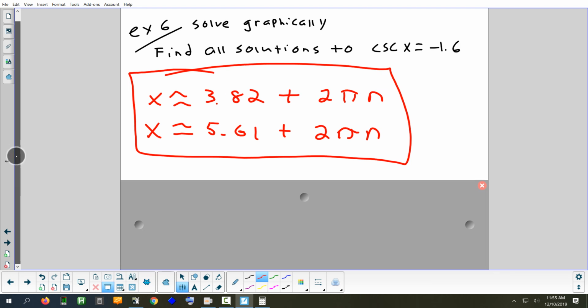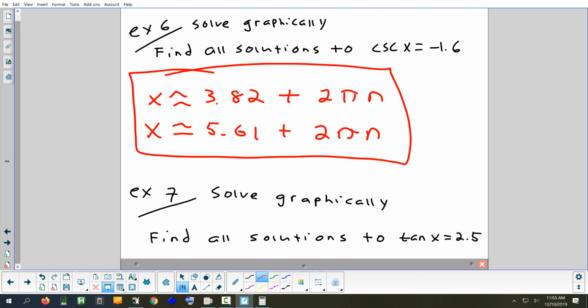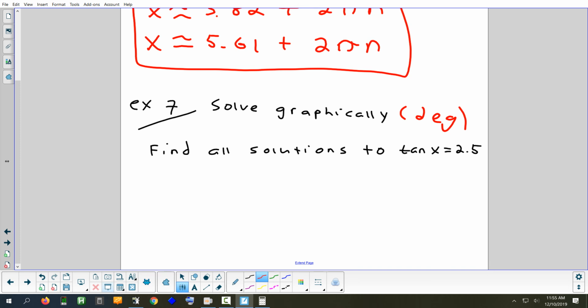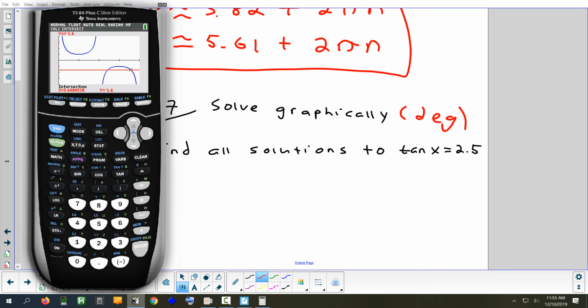Okay, so that one was in radians. Let's do this one in degrees, just to practice. Okay, tangent x equals 2.5. So same idea to start. Tan x, 2.5.